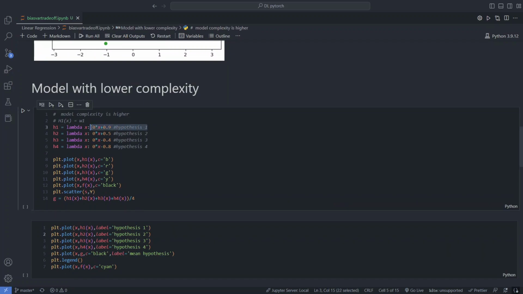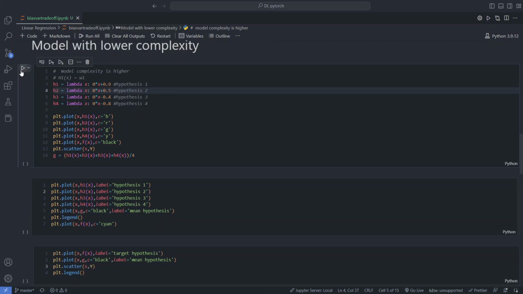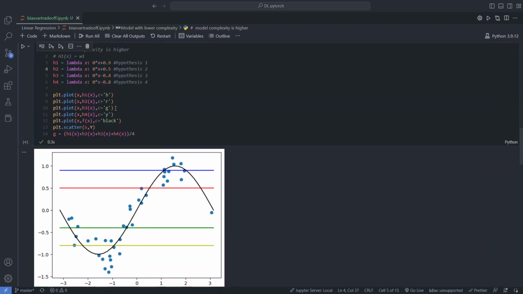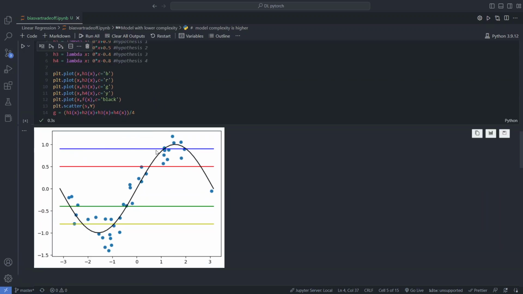Now this is one specific hypothesis. The moment you write a variable here instead of 0, that is your hypothesis set. So this is a constant function, as you can see. Now we will try to approximate the sine curve with a constant function. For hypothesis 1 it is the blue one, so this is the hypothesis that you get. Then the red one, similarly, and the green and the yellow. These all are trying to approximate this black f of x, the target function. Now we will take the mean hypothesis.